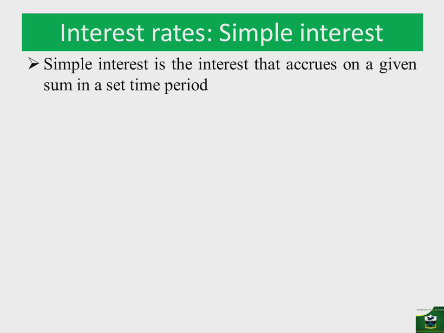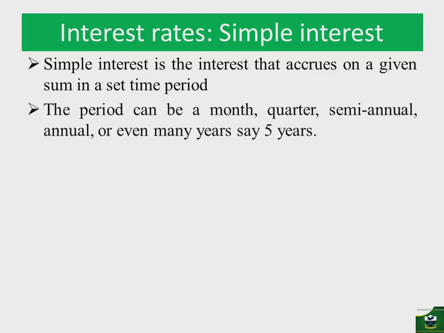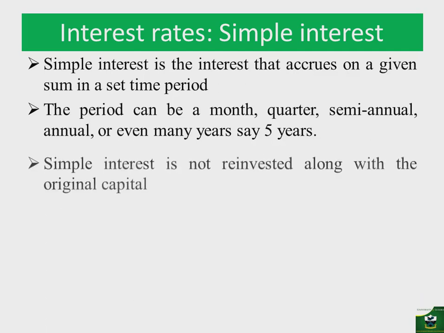Simply described, simple interest is the interest that accrues on a given sum in a set time period. Now, this period can be a year, it can be a month, a semi-annual, a quarter, and so on. It can even be weeks. So when you are looking at simple interest rate, we are simply looking at the interest that will accrue at a given point in time, and then you check how many periods you have for a given investment.